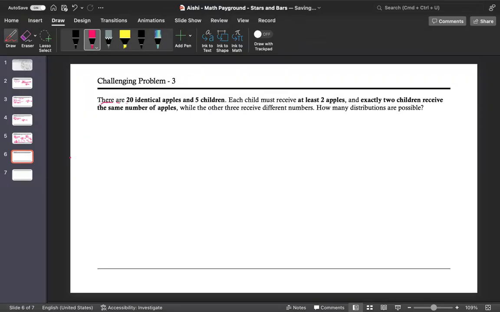So let's start off with stars and bars. Our number of stars would be 20 minus 5 times 2, which is 10. So our total number of stars would be 10. And then our bars, we have 4 bars.